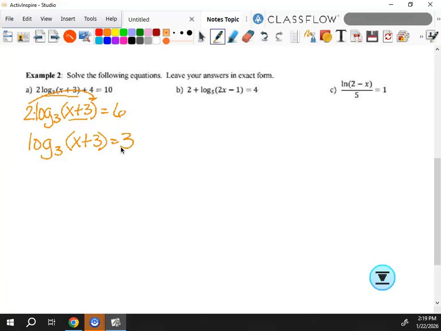So I'm going to change it to an exponential. What would the base be? 3. Okay, 3 to the 3rd power equals x plus 3. To rewrite it, the base of the log is the base of the exponent, and then you go around the equal sign. You can go either direction. We're changing it from a log to an exponential, yes. Not 3 to the cube root. No. 3 cubed. What's 3 cubed?